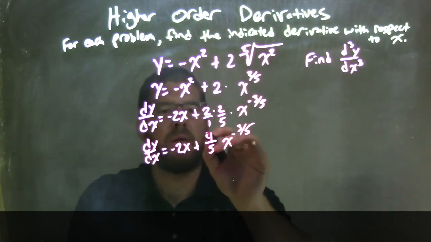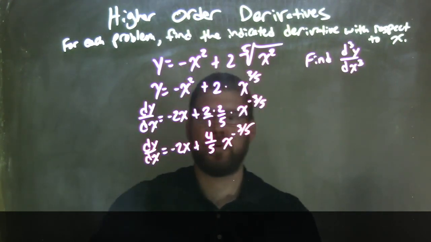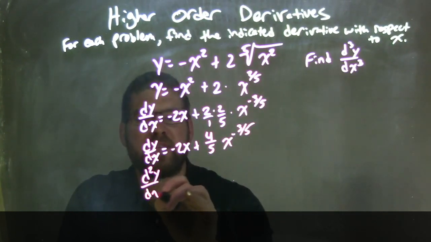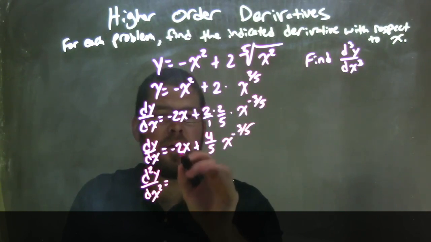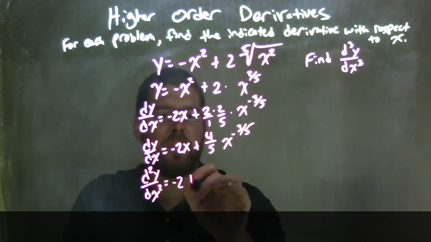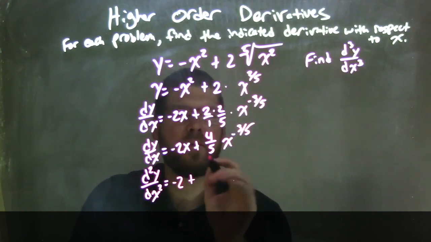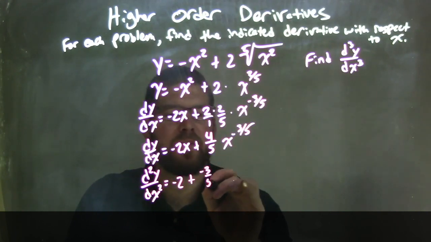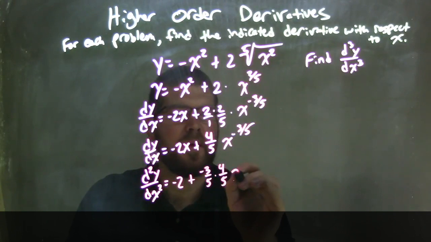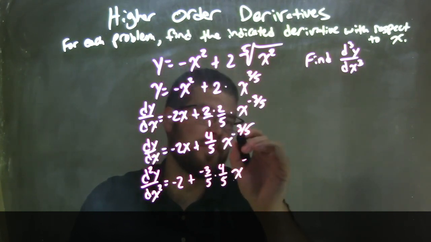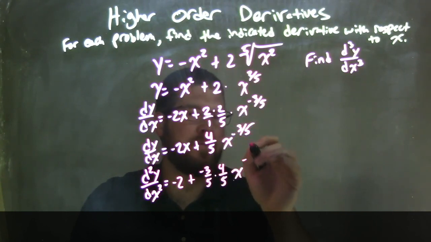Okay? But now I need to find the second derivative. So I have d squared y over dx squared. Using the power rule again, well, that's just a negative 2 right there, plus, right? So the derivative of negative 2x is just negative 2, plus negative 3/5 times 4/5, x to the negative, now this is going to be an 8/5. We subtract 1 whole unit, or 5 over 5, gives us from negative 3/5 to negative 8/5, right there.